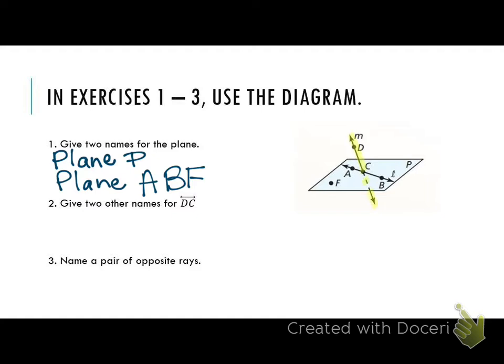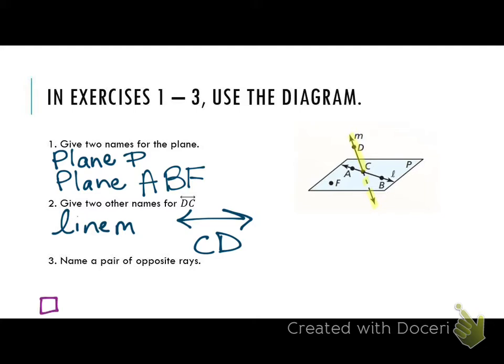So that'd be this line. What is one way to name it? Line M, I agree. And then option 2. Yeah, arrows above and then CD. The last one, name a pair of opposite rays.